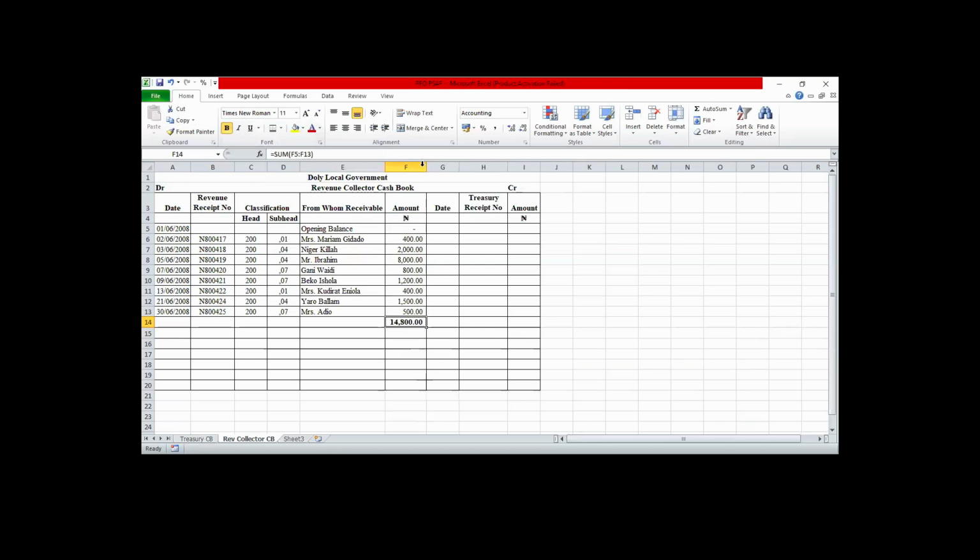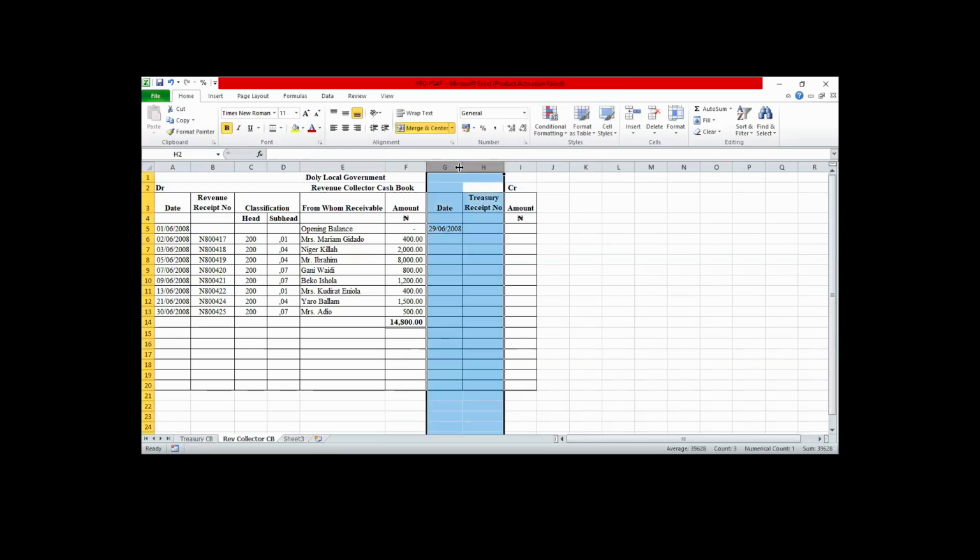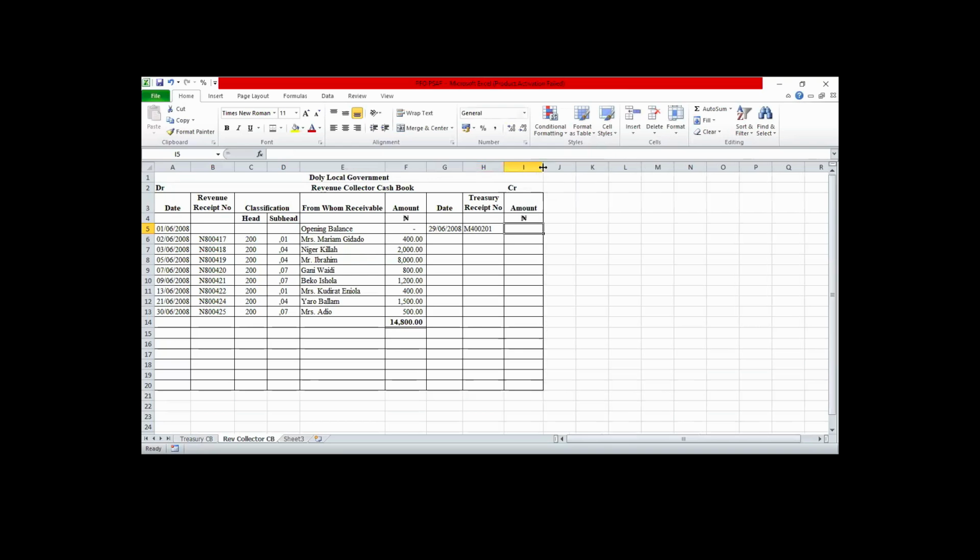We were told that he remitted something. What is the date of the remittance? 29th of June 2008. Now, they issue a treasury receipt number for him. M400 201. How much is he going to remit on this particular date?